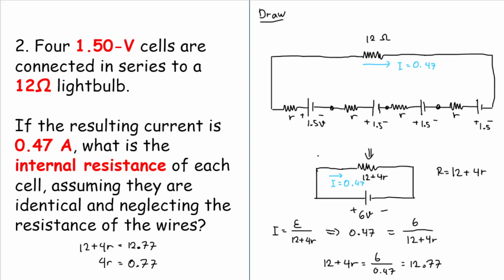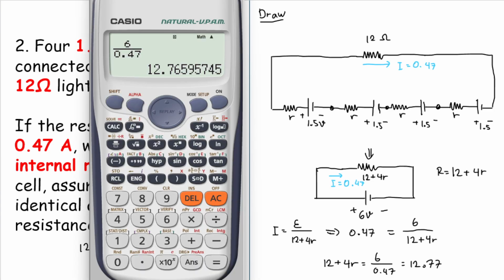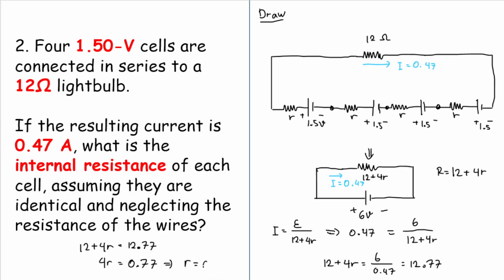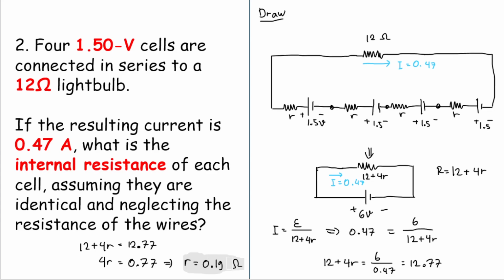0.77. And to get the internal resistance here, we can just divide both sides by 4. So I will have r here is equal to 0.77 divided by 4. Good, and I will have 0.19 ohm. So I'll have 0.19, and the unit here will be in ohm. And that is the internal resistance for each of the batteries. This is the internal resistance, and that is the answer for the question.